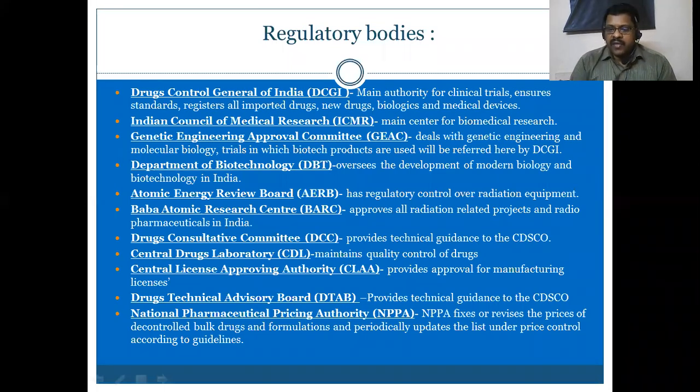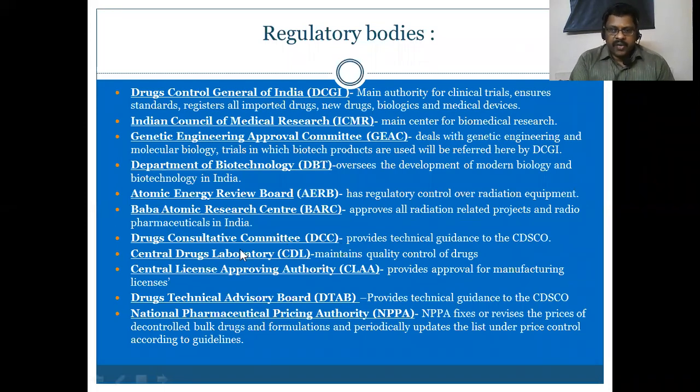We are not only using radiopharmaceuticals in diagnostic and therapeutic uses. We are using many diagnostic equipments, radiography equipments, and scanning procedures. So in that also we are using this. So we need to get regulatory approval from these agencies.